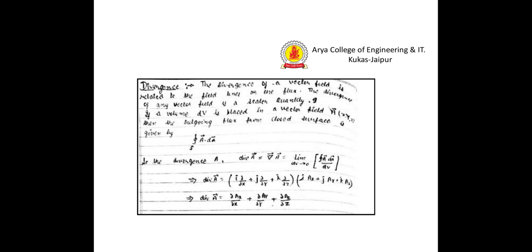By using these properties, if I take the first term i cap del over del x dot i cap ax, so i cap dot i cap is equal to 1, then we can write del ax over del x. Similarly, this can be done for the remaining terms. So divergence of A vector is equal to del ax over del x plus del ay over del y plus del az over del z.